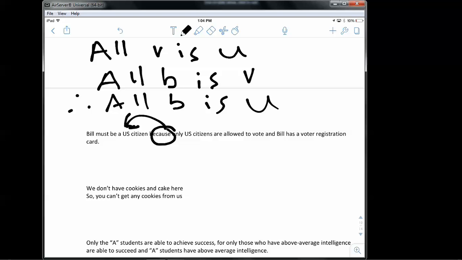And you could rewrite this as hypotheticals, though. By the way, so only U.S. citizens are allowed to vote. So if you are a voter, then you are a U.S. citizen. Bill has a voter registration card. So if you are Bill, right, then you are a voter. So if B, then V. If V, then U. Therefore, if B, then U. Right? There you go.